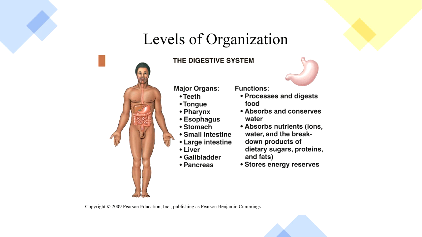Next is the digestive system. The organs are the teeth, tongue, our pharynx, which is the throat, esophagus, stomach, small intestine, large intestine. And this is just to process and digest food, absorb water, and absorb any other nutrients that our body may need for later use to function.